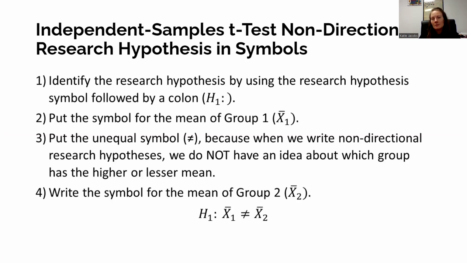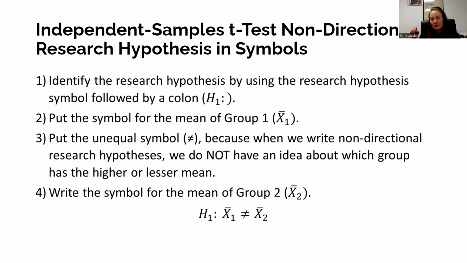All right, so non-directional hypotheses. If we're looking at the independent samples t-test non-directionally, with our research hypothesis in symbols, the first thing we're going to do is write our symbol for research hypothesis, which is H sub 1. And then we're going to put a colon after it to let us know that our research hypothesis is coming. We remember from a couple slides ago that we're using the independent samples t-test to see if there's significant differences between two groups. Specifically, we're testing to see if there's a significant difference between the means of each group. So when we're writing our research hypothesis, we'll have our H sub 1, our colon to say that our research hypothesis is coming.